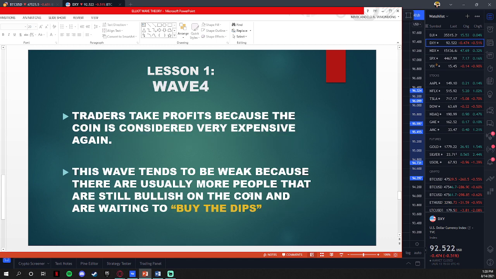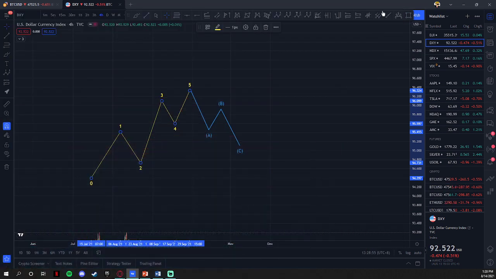So when we look at the wave 4, obviously the wave 4 is traders taking profits again. Okay, so you got a very big move upwards. Let's say 150% move to the upside, for example. Okay, and the coin is considered very, very expensive again, and people are thinking, oh, I don't want to buy in that high. This is very expensive. Again, people taking profits, and with the supply and demand, obviously the supply and demand is a very big thing. A lot of people are taking profits, and a lot are waiting to buy, not wanting to buy after such a big move.